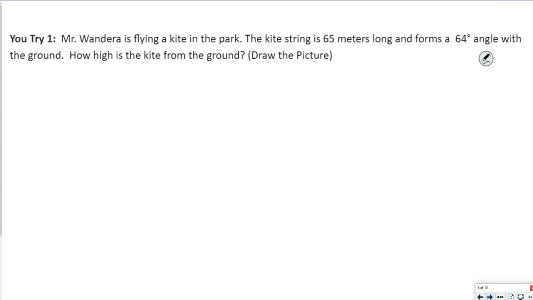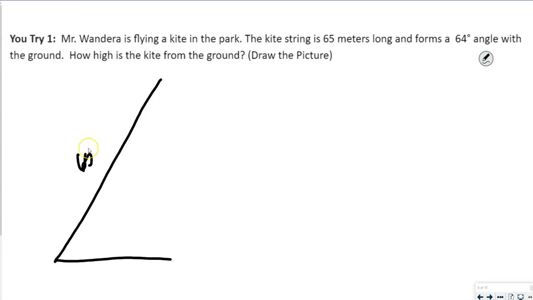All right, the next one says, Mr. Wandera is flying a kite in the park. The kite string is 65 meters long and forms a 64-degree angle with the ground. How high is the kite from the ground? It says draw a picture. So go ahead and pause here, do this, and come back to me when you're done. In this one, I have the ground down here and my kite string up there. The kite string is 65 meters, and it forms a 64-degree angle with the ground. How high is the kite from the ground? Aren't we looking for that right there? There's our right angle.